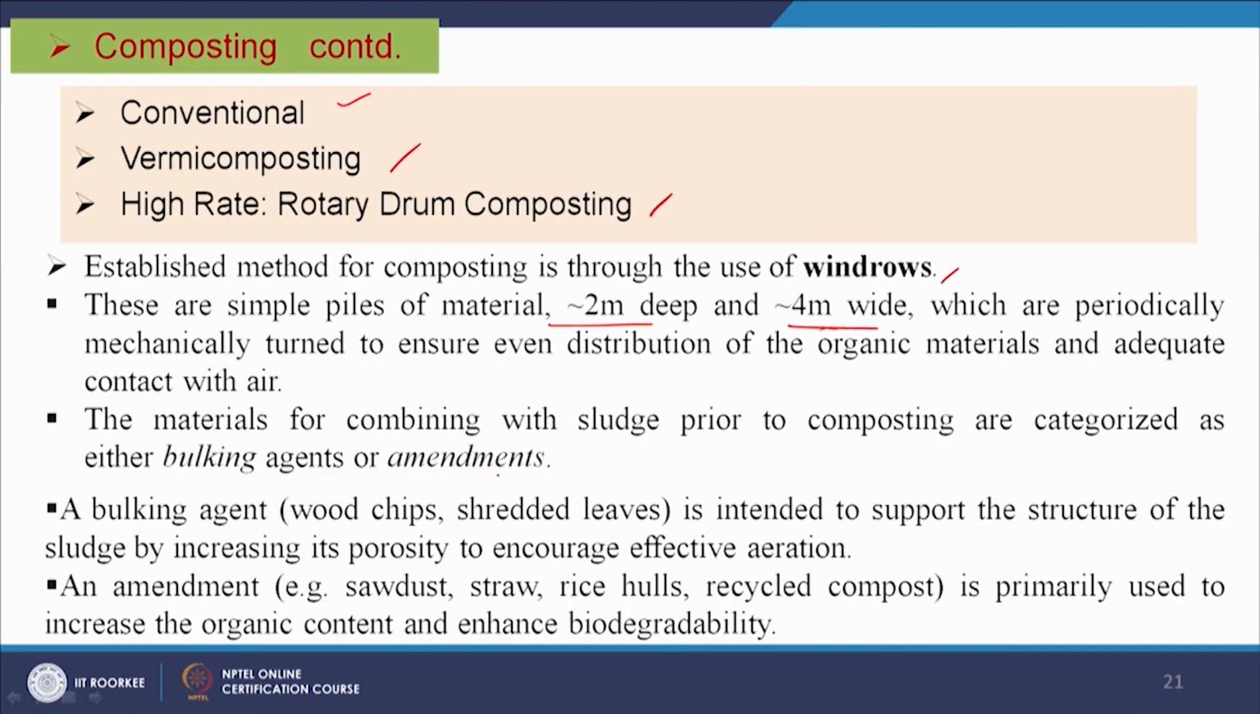So, as I told you, sludge can be mixed with some other organic compounds for effective composting, and these compounds are called bulking agents or amendments. A bulking agent like wood chips or shredded leaves is intended to support the structure of the sludge by increasing its porosity to encourage effective aeration, and an amendment, that is sawdust, straw, rice hulls, recycled compost, is primarily used to increase the organic content and enhance biodegradability.